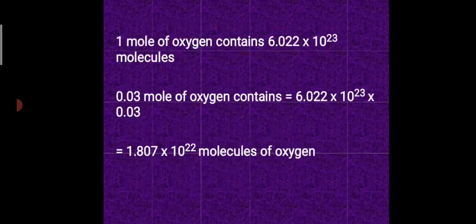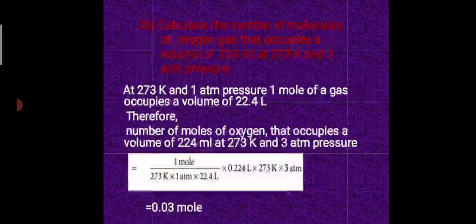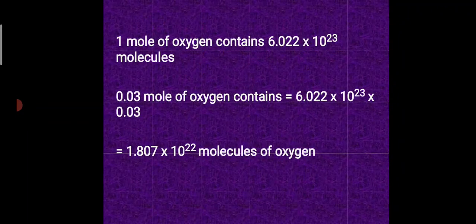1 mole of oxygen contains 6.022 into 10 power 23 molecules. We haven't completed this; they are asking to calculate the number of molecules of oxygen. So if 1 mole of oxygen contains 6.022 into 10 power 23, what will 0.03 mole of oxygen contain? 6.022 into 10 power 23 into 0.03, you will get the answer as 1.807 into 10 power 22 molecules of oxygen.